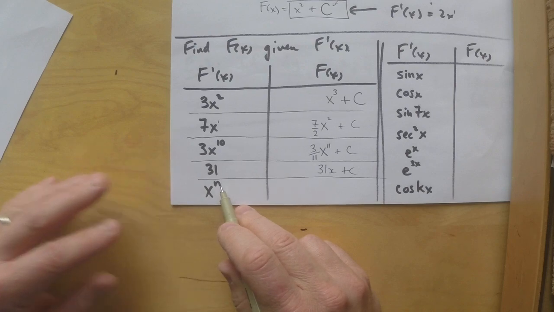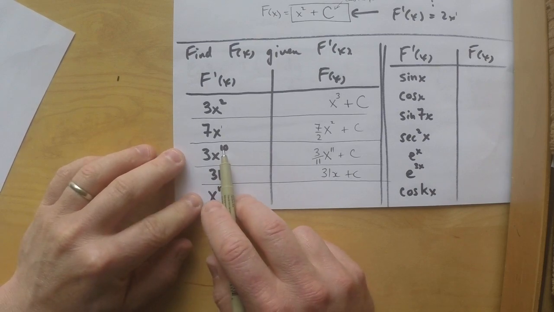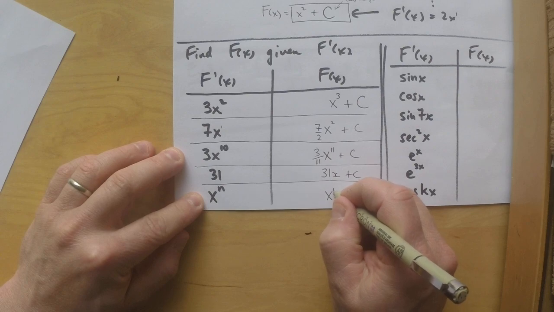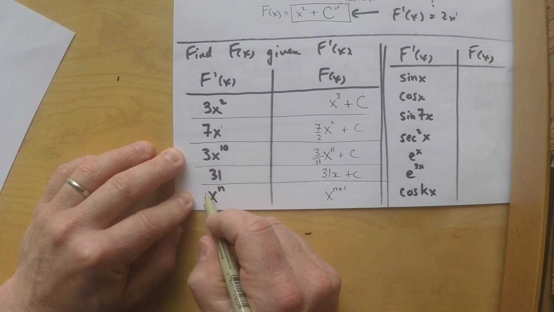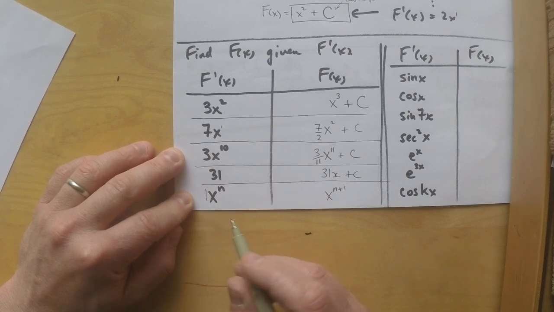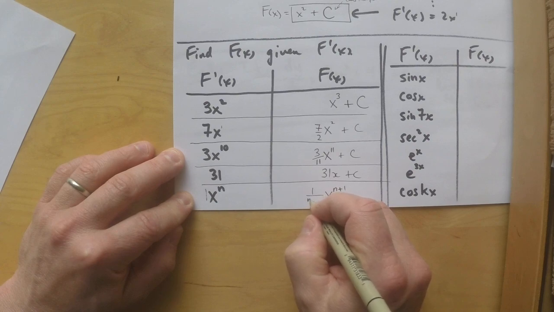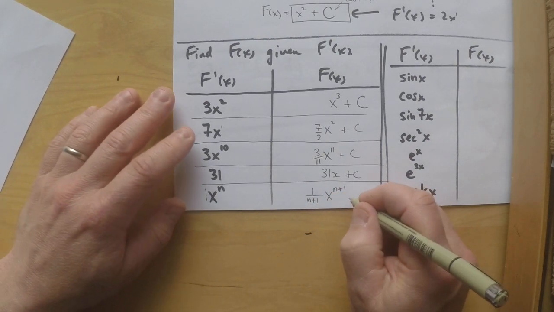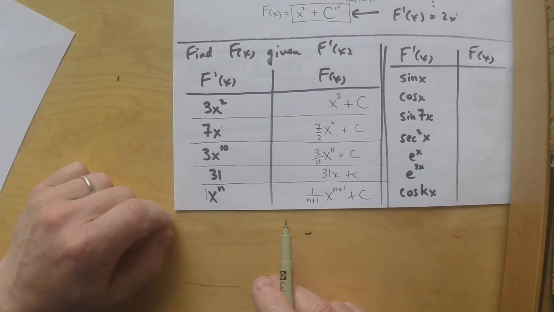What about x to the n, where n is a constant? Well, using the same logic as this one here, we know the power has to go up by 1. So this would have to be x to the n plus 1. But you want the coefficient out front to be left with a 1. So how do I get this n plus 1 that's coming down away? Well, I could have the coefficient out front being a 1 over n plus 1, plus c. So that's like the reverse power rule, if you want.